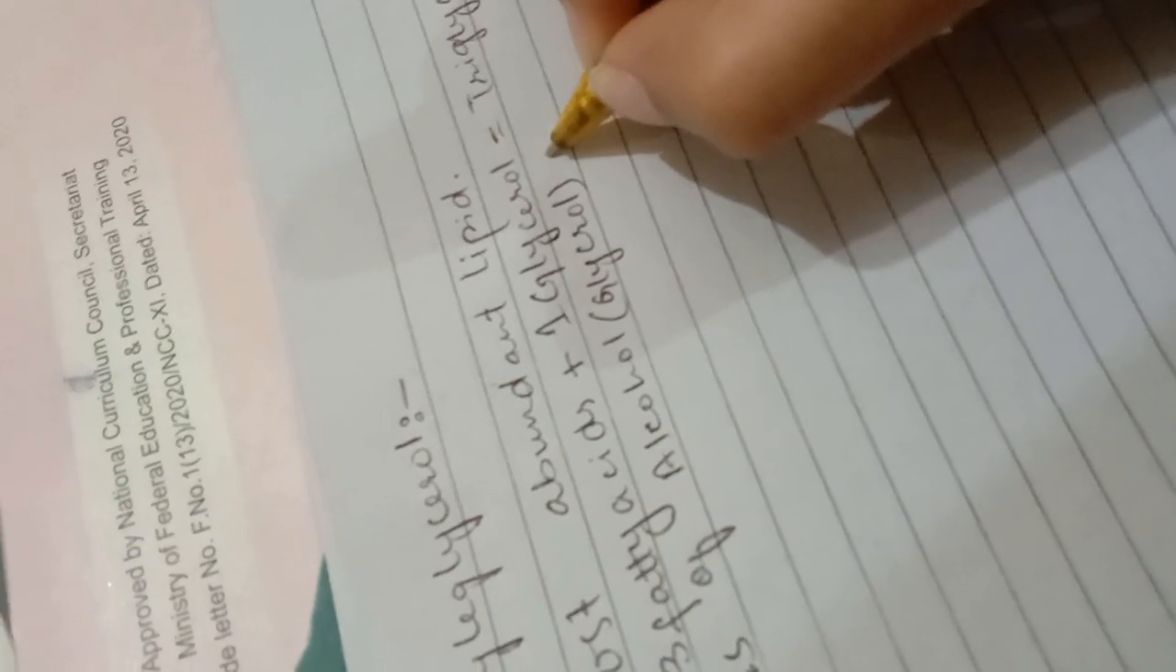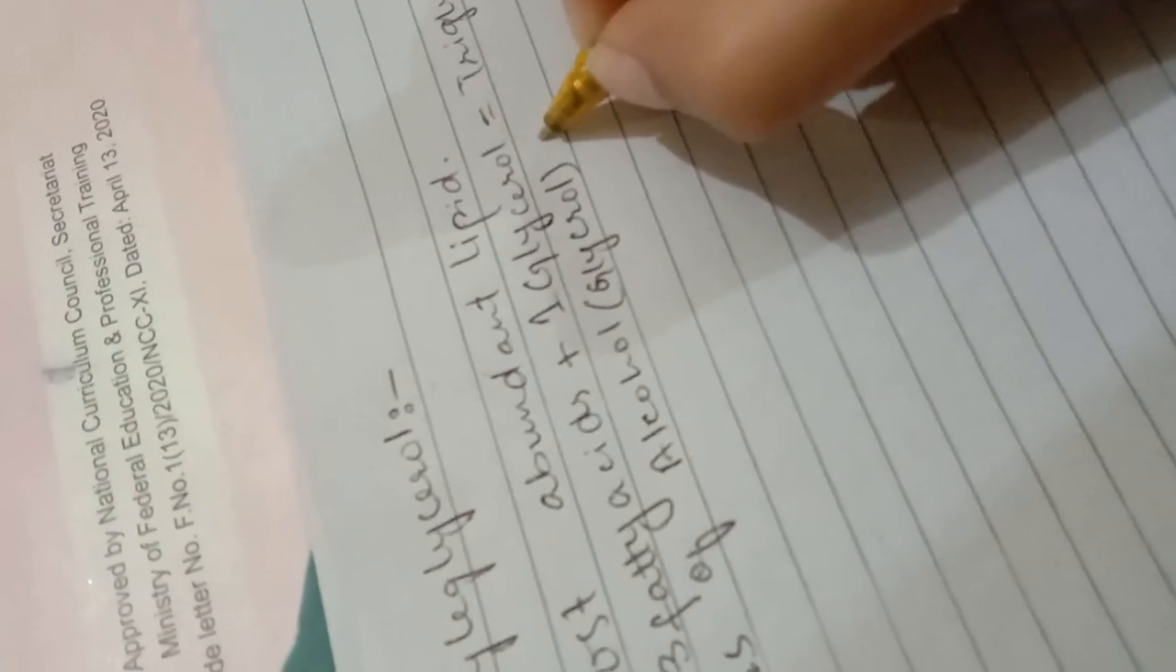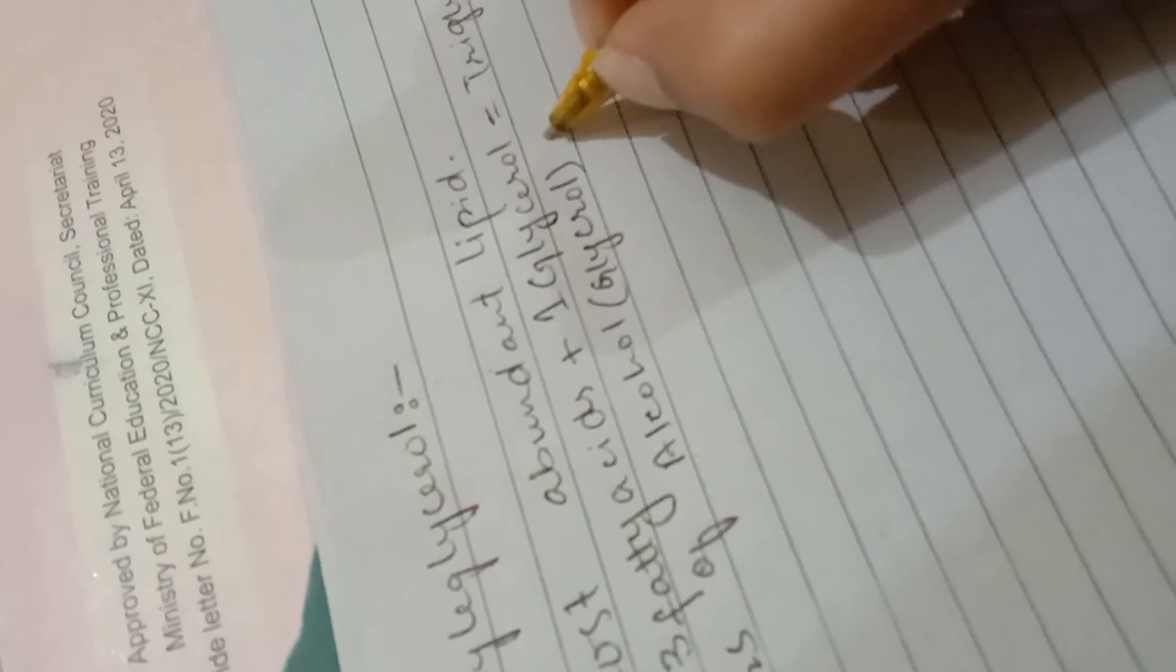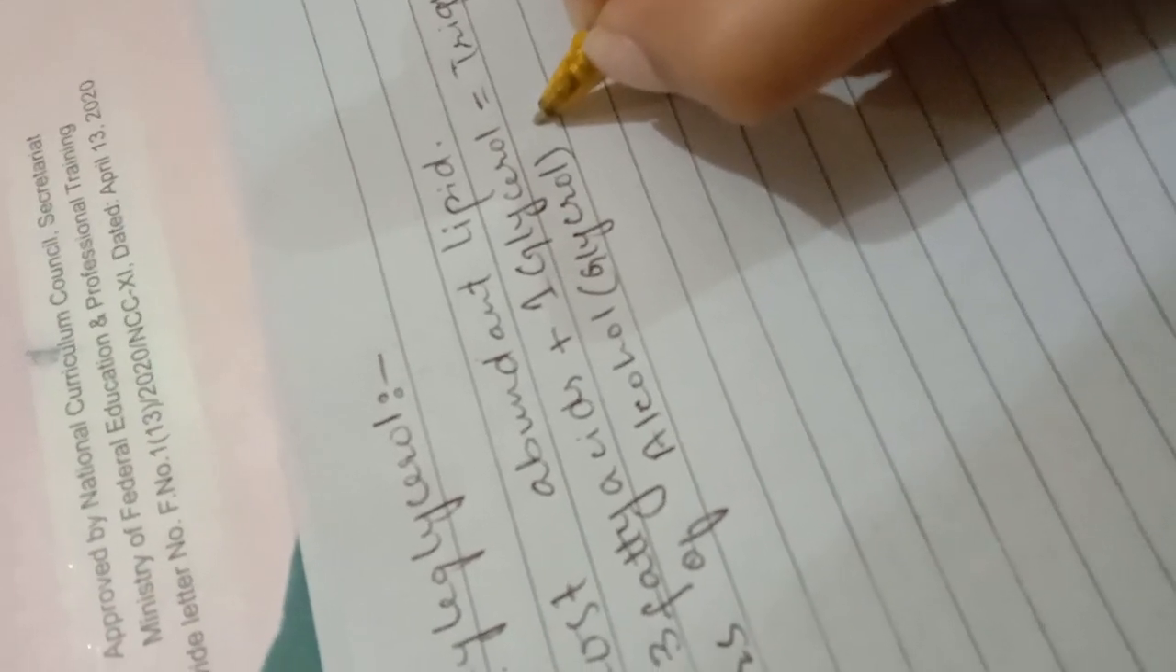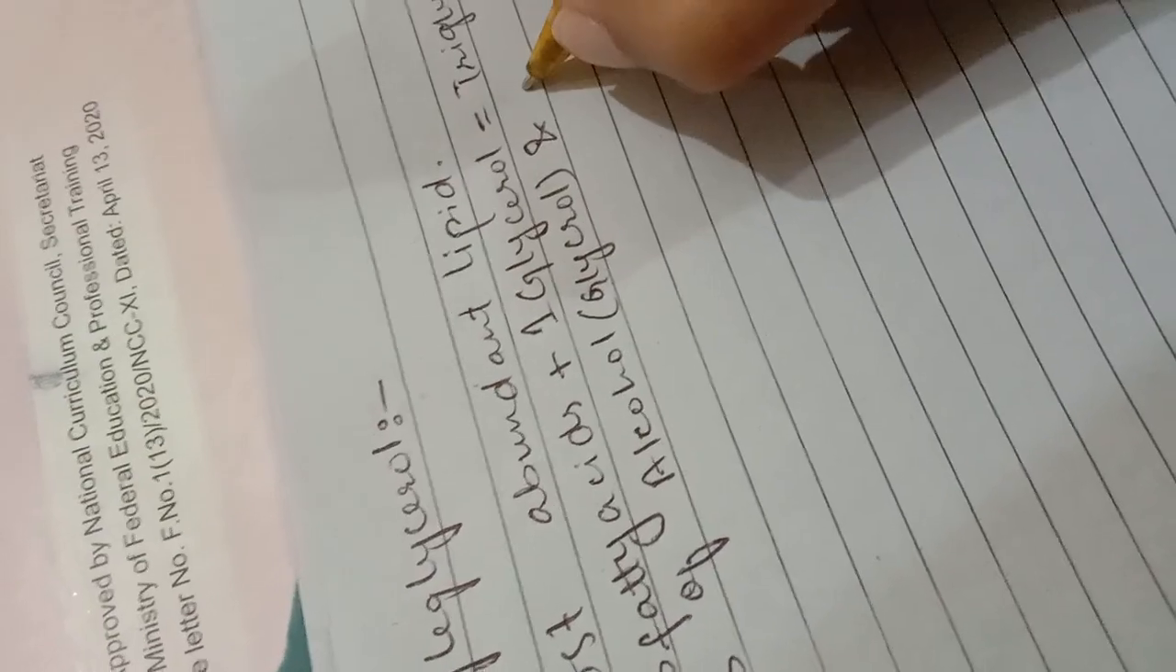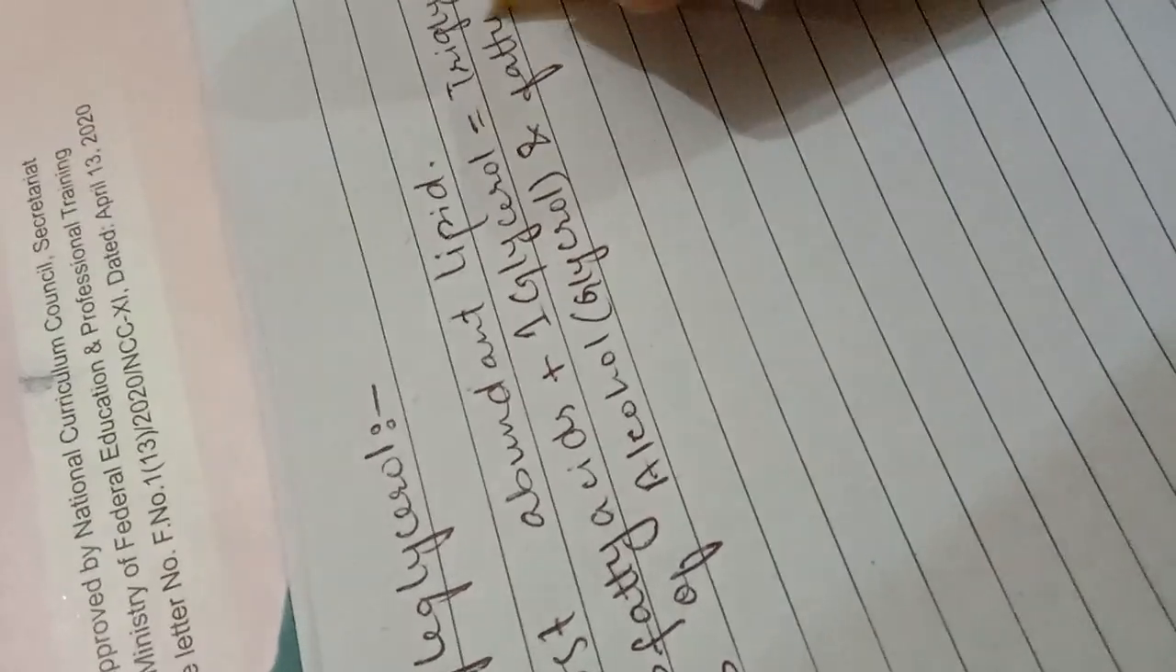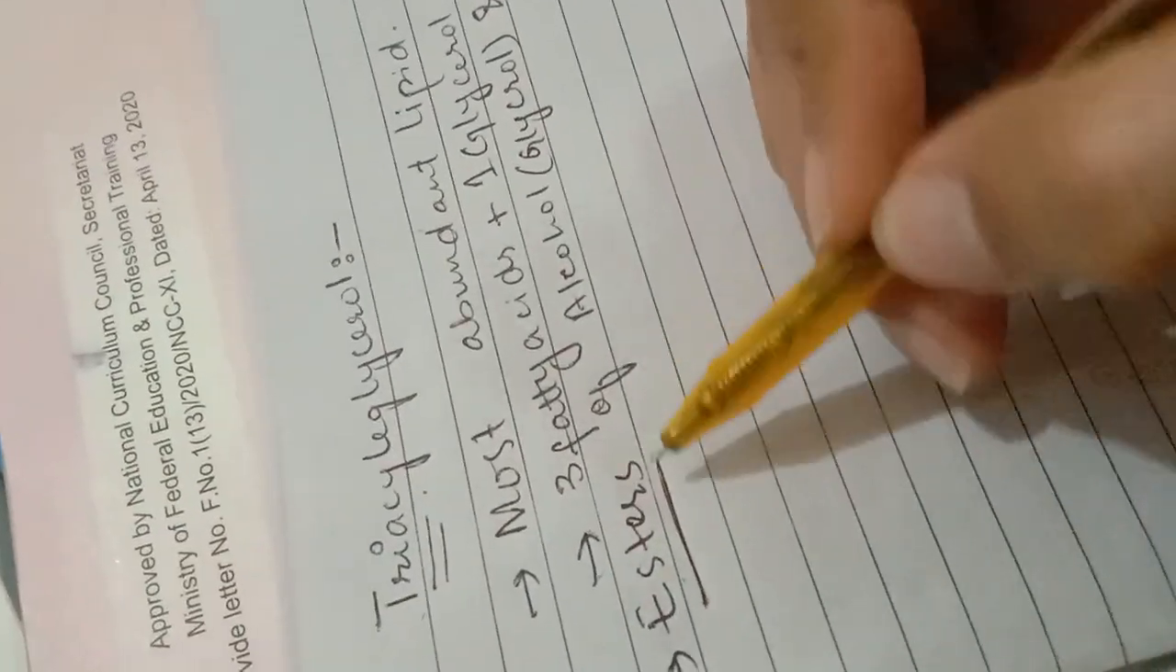Basically, glycerol is an alcohol. So esters, acylglycerol. Sorry, I'm very bad at pronouncing this word. Acylglycerol is known as the ester of the alcohol glycerol and fatty acids. Here the question arises: what does ester mean?